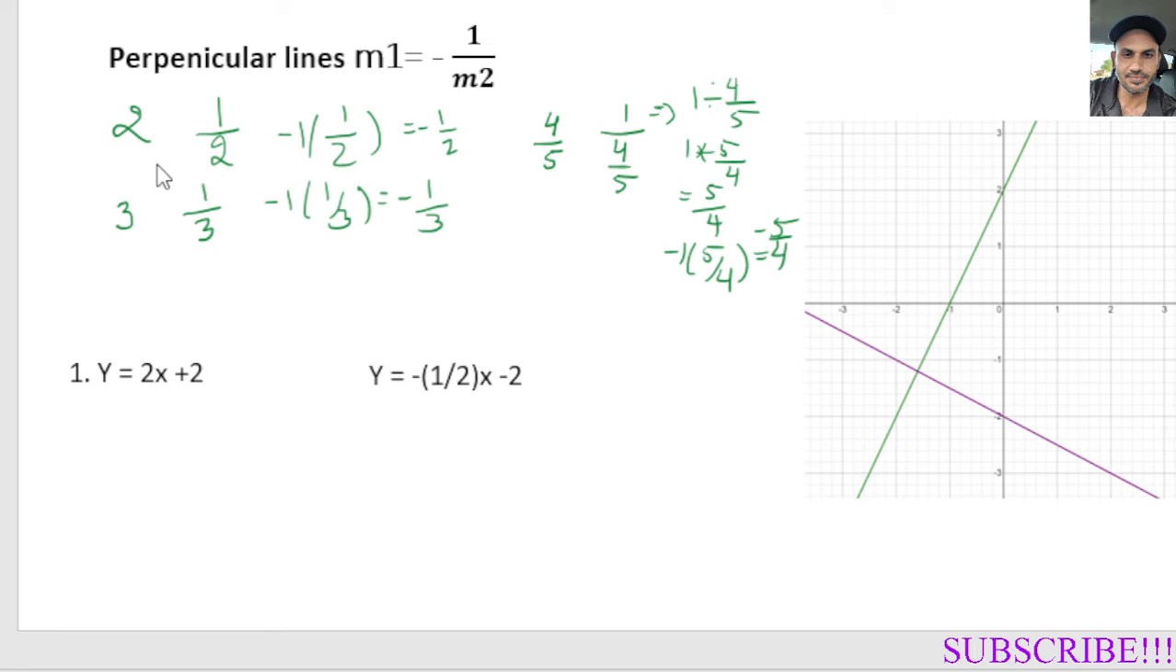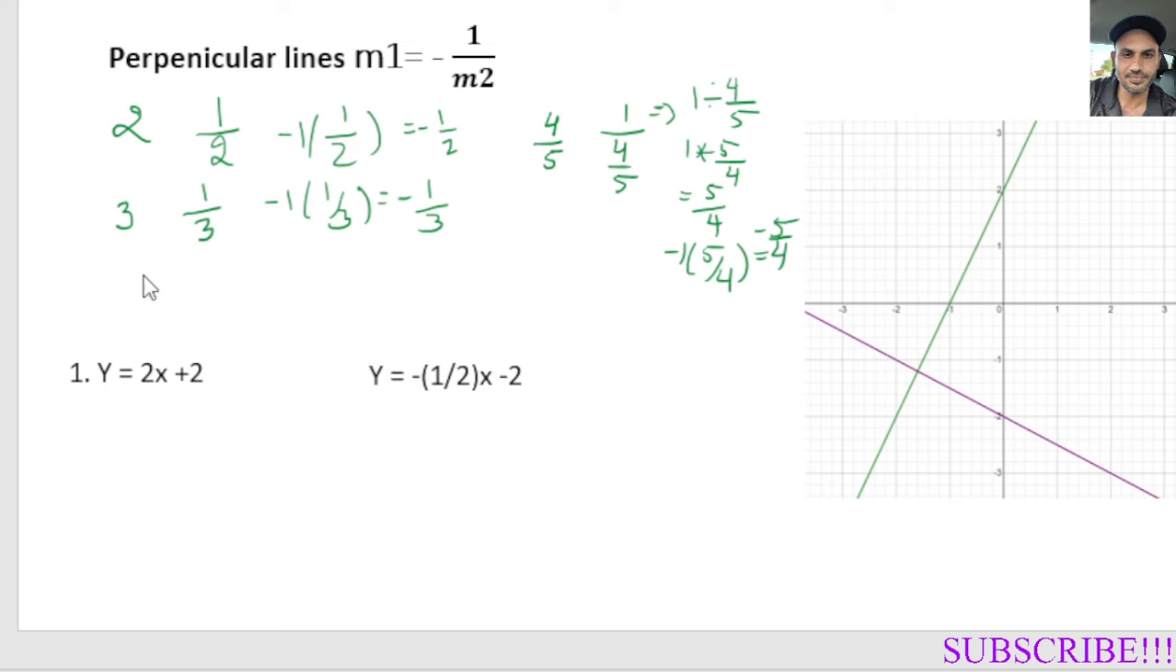So if we look at 2, technically 2 is 2 over 1. So we flip that, it becomes 1/2. Same thing with 3. 3 is 3 over 1. We flip that, it becomes 1/3. And then the negative reciprocal would be just multiply the reciprocal by negative 1. That would give you a negative 1/3.